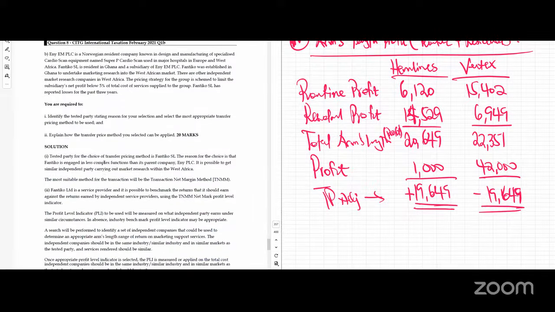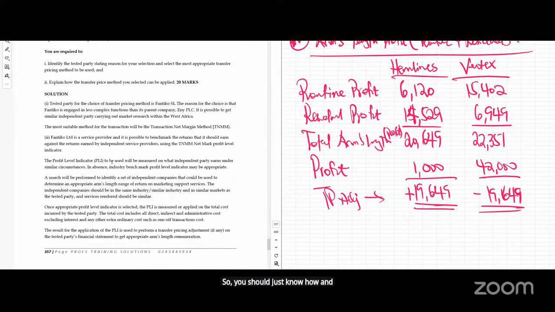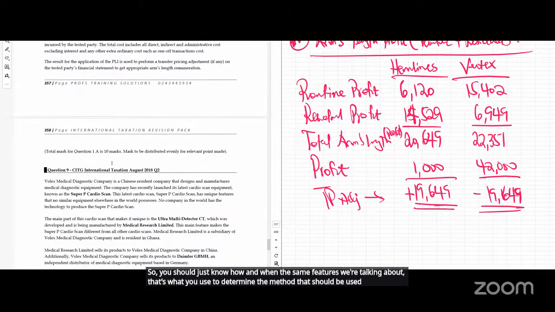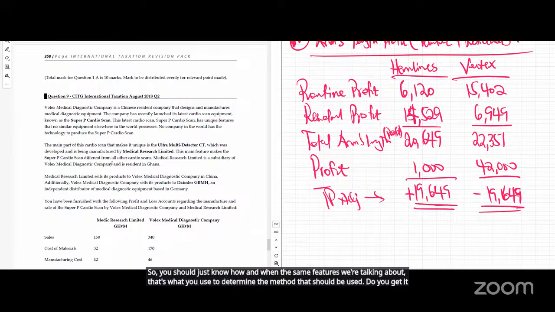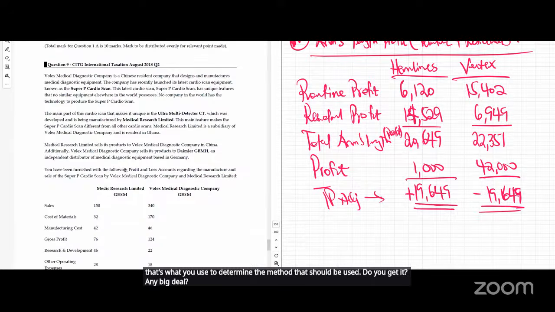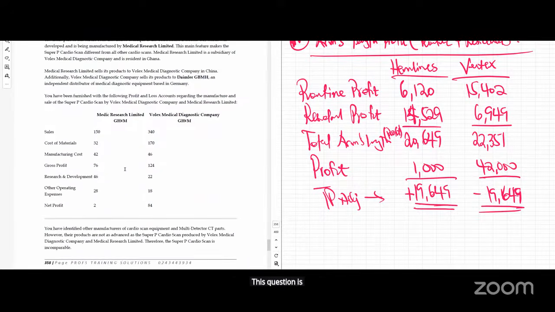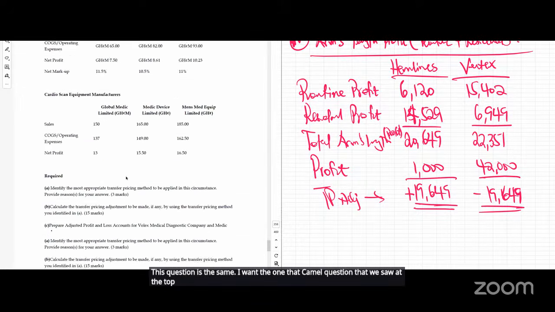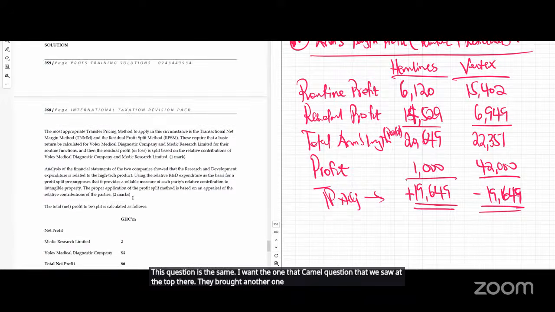So you should just know how and when the same features we're talking about are what you use to determine the method that should be used. Do you get it? Oh, this question is the same. I want the camel question that we saw at the top there. They brought another one. This one is still the same thing.